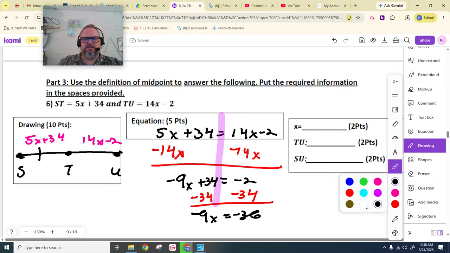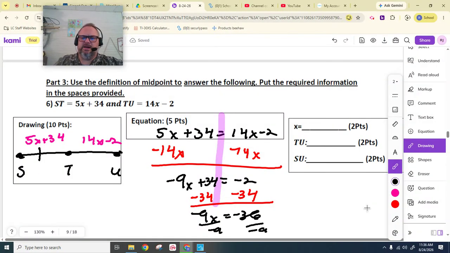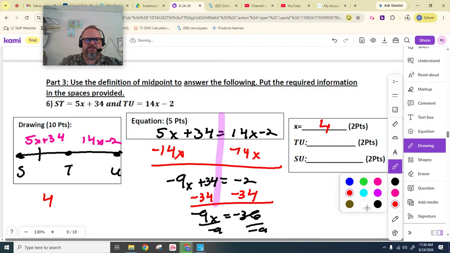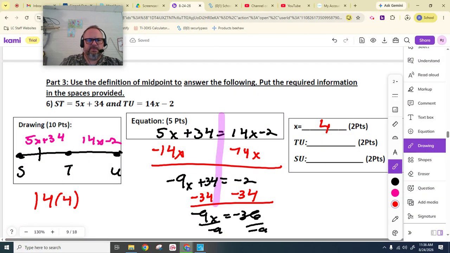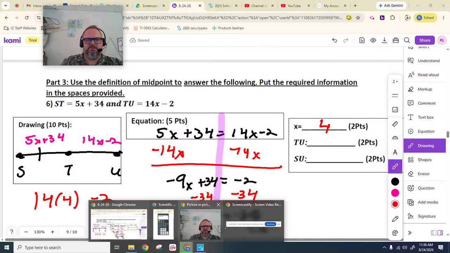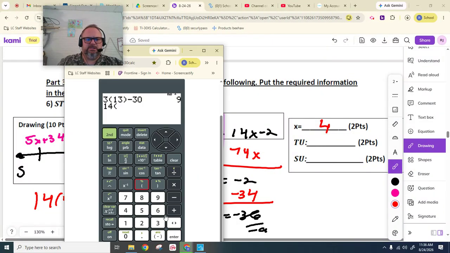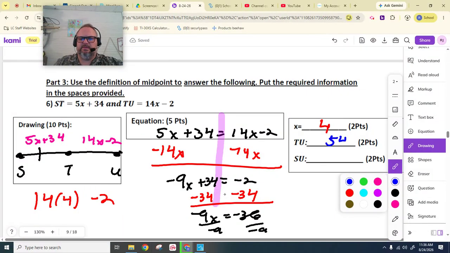Equals negative 36. All right, so x is 4. So 14 times 4, minus 2. So we get 54. This should be 108.